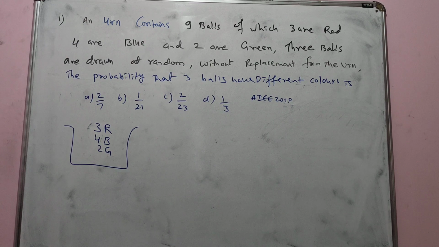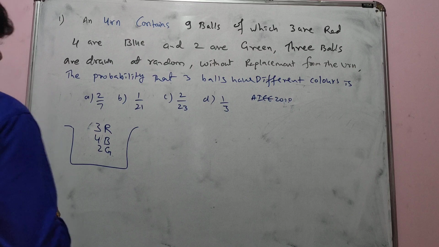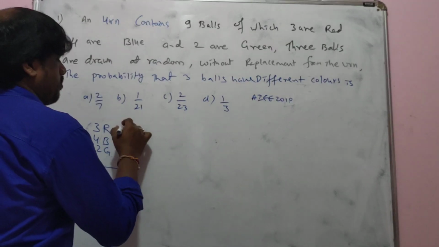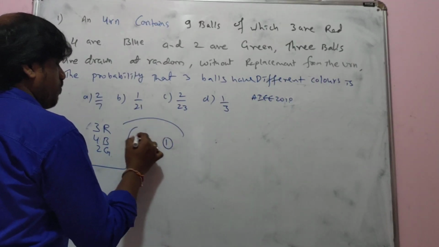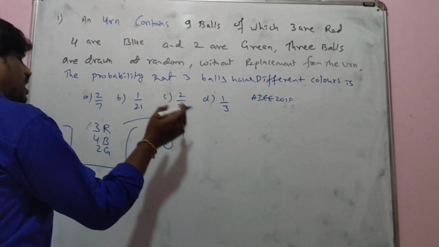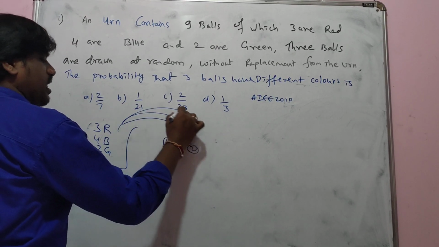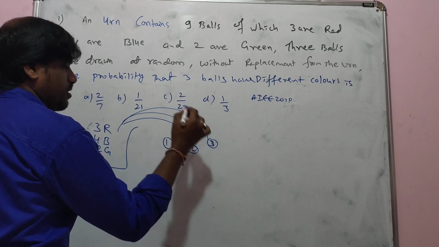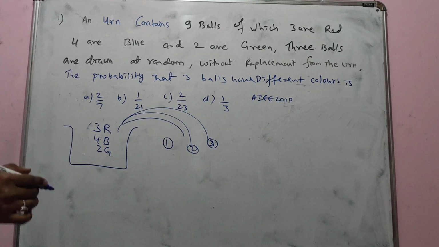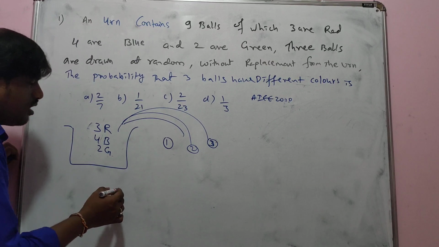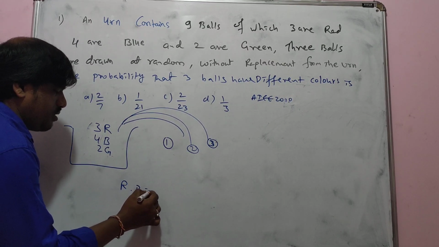So here without replacement, I have to take 3 balls. I need to draw 3 balls here. 1 ball I have to take out and I have to give it back. Again I have to draw 2 times. Then I have to take again 3 times. 3 times I have to take. And it must get different colors. So the required probability will be what here?